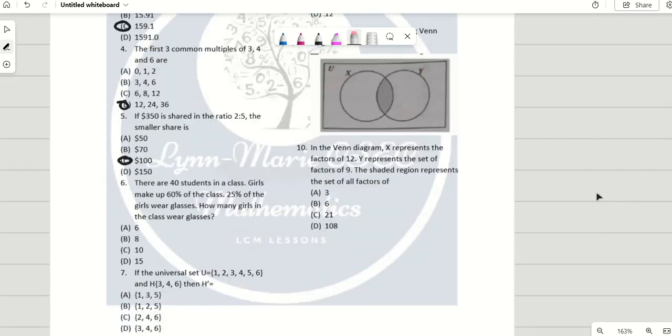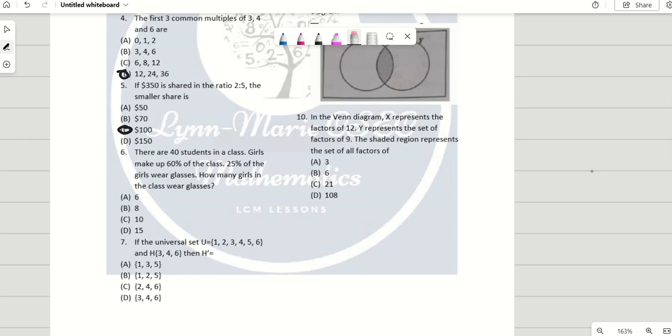Number 6, there are 40 students in a class. Girls make up 60% of the class. 25% wear glasses. How many girls wear glasses? This question is repeated several times. The answer is 6, which is A. But let's check it. Let's see how many girls there are. There are 60% of the class. That's 60 over 100 multiplied by 40 over 1. Cross out this, cross out this. That is 6 fours are 24. So there are 24 girls in the class.